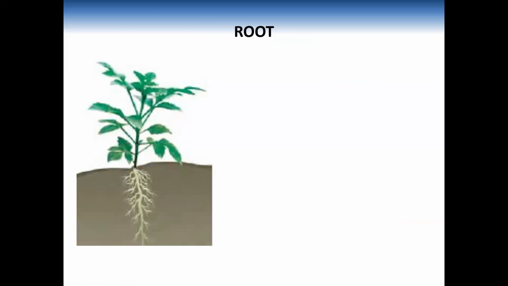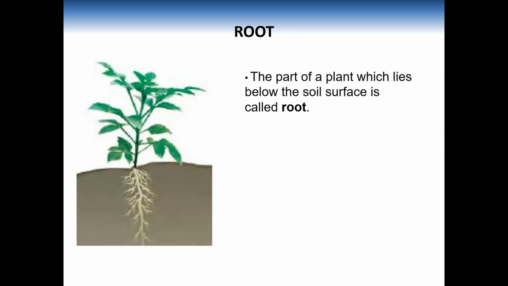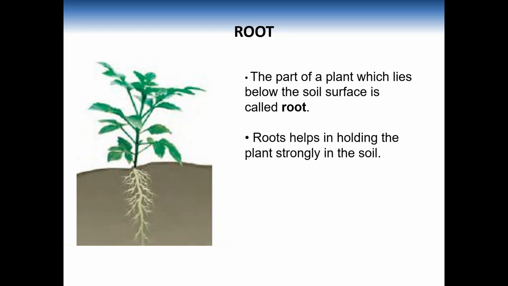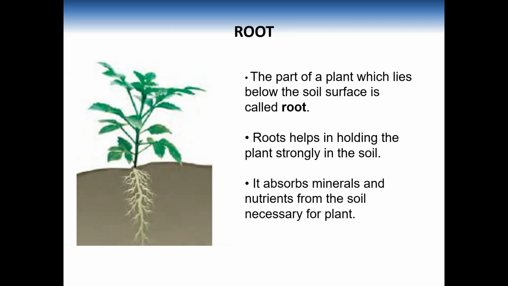First one is root. It is the underground part of the plant which is present in soil. The part of a plant which lies below the soil surface is called root. It helps in holding the plant strongly in the soil. It absorbs minerals and nutrients from the soil, which is very important for the plant.